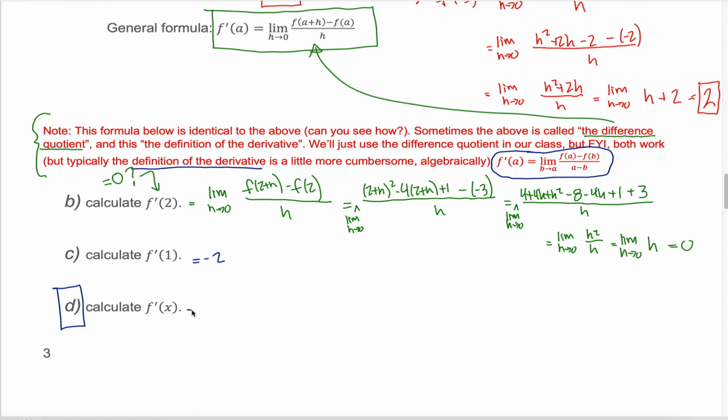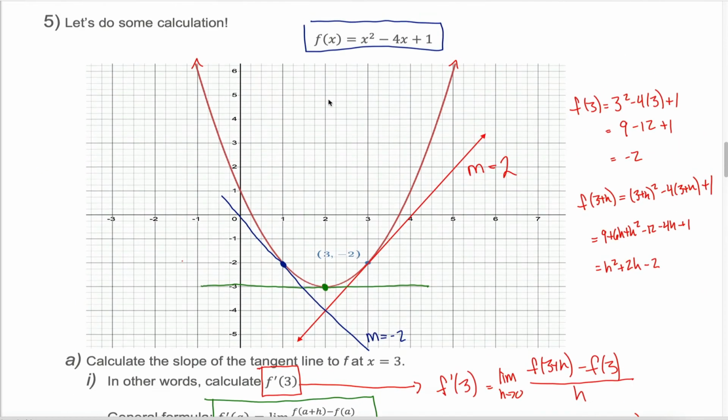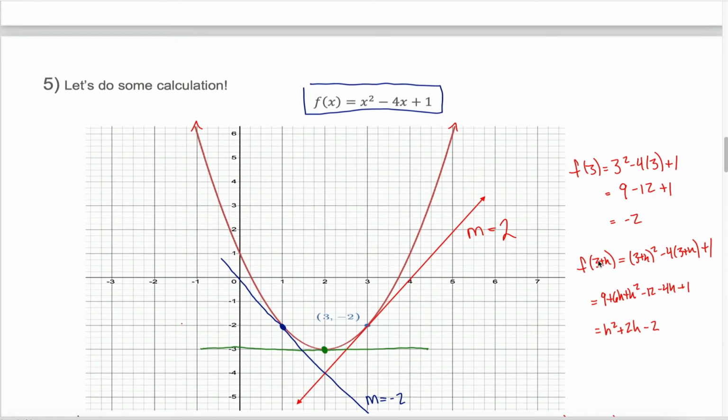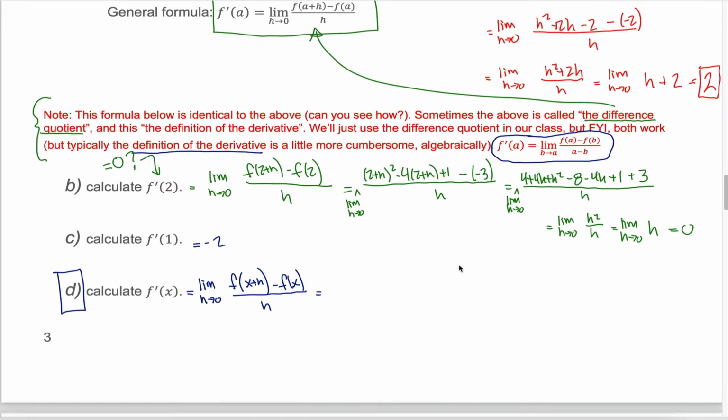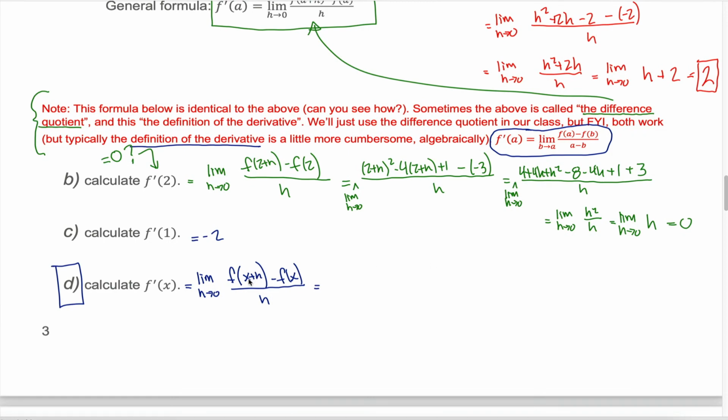So to figure out f prime of x, we take the limit as h approaches 0 of f of not a plus h, but instead x plus h, minus not f of a, but f of x, divided by h. Whoa, wait, can we do that? Absolutely. You figured out what came out of this machine when you put expressions like 3 plus h into it, so there's no reason we can't put expressions like x plus h into it.